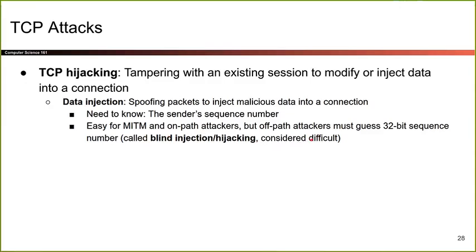So TCP against off-path attackers, well, they have to guess, so it's kind of hard. TCP against on-path attackers, you're a host. There's no security because they can just check the sequence number and inject. Man in the middle, no security because they can just check the sequence number and inject.